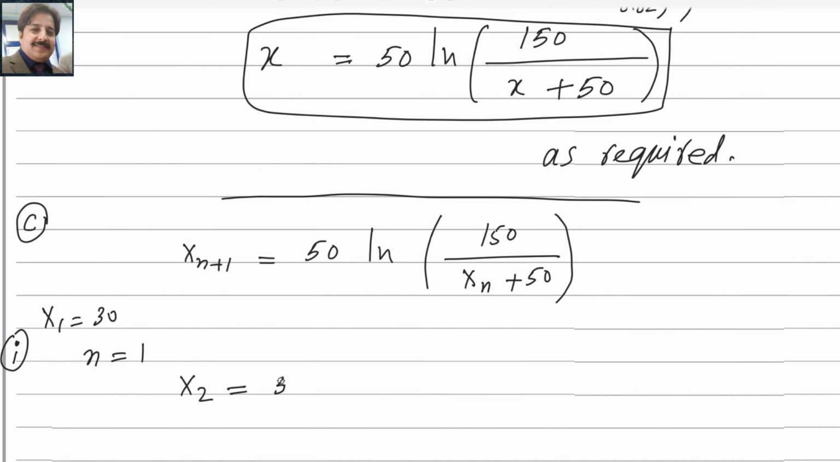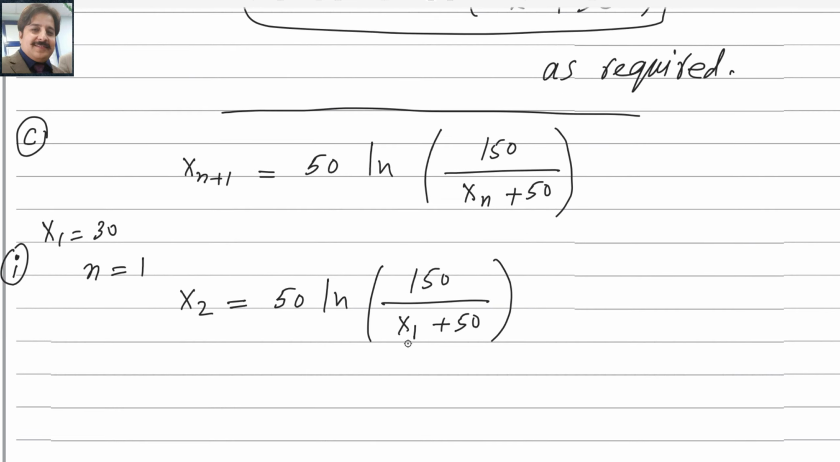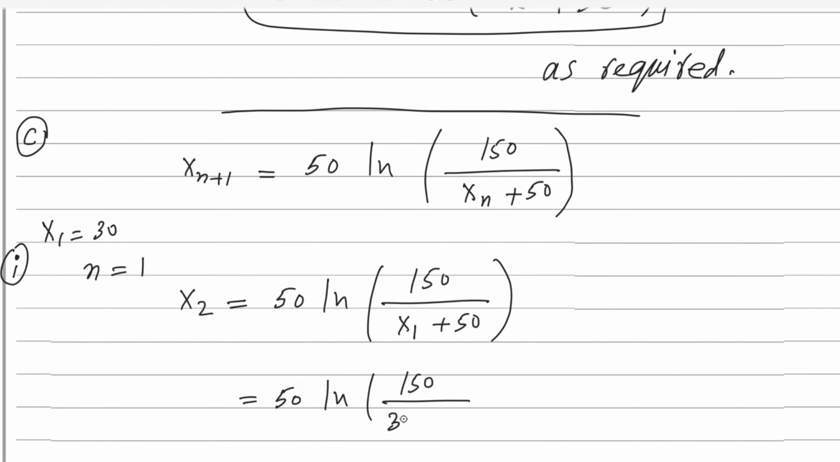x2 will be equal to 50 log(150 / (x1 + 50)), and now you can substitute x1 with 30. You can replace x1 with 30 in the next step: 50 log(150 / (30 + 50)).